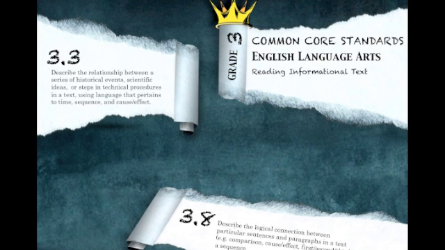Common Core Standard 3.3 describes the relationship between a series of historical events, scientific ideas, or steps and technical procedures in a text, using language that pertains to time, sequence, and cause-effect. Common Core Standard 3.8 describes the logical connection between particular sentences and paragraphs in a text, ergo, comparison, cause and effect, first, second, third in a sequence.